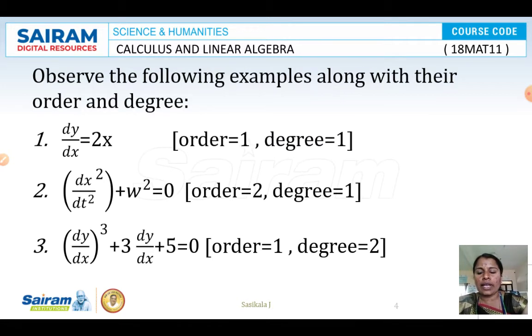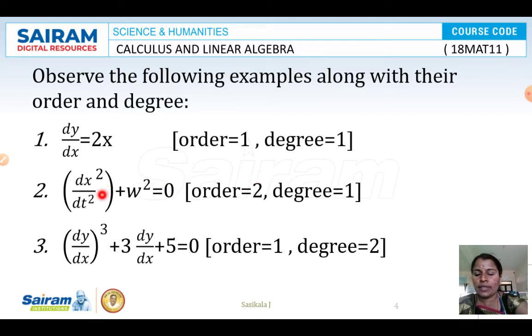Now for an example of an ordinary differential equation, order and degree work as in a normal equation. The same thing comes here in differential equations also. You can see the example dy by dx equals 2x. In this, the first order derivative has been used, and the highest power is treated as the degree. So dy by dx equals 2x has order 1 and degree 1.